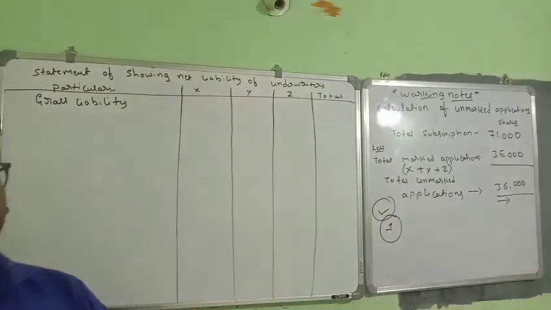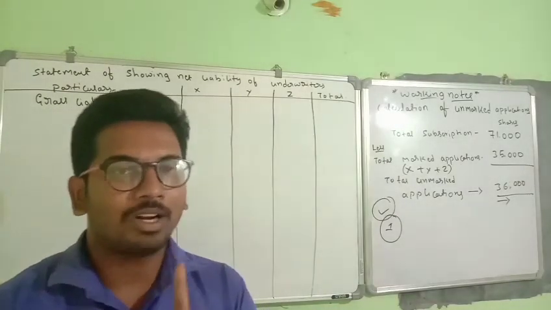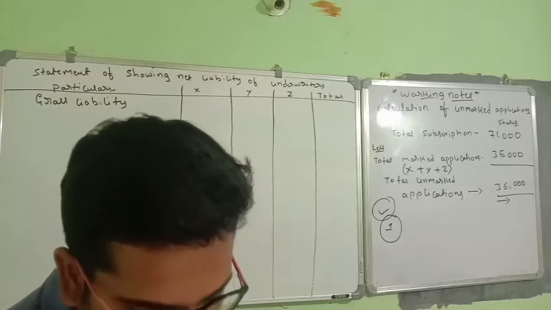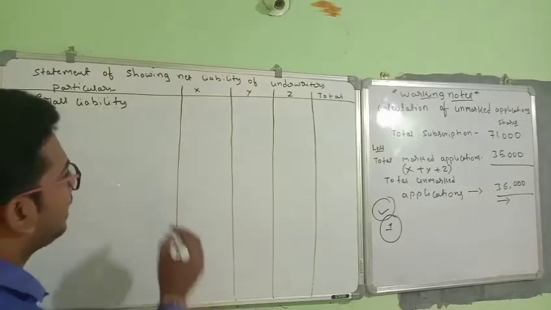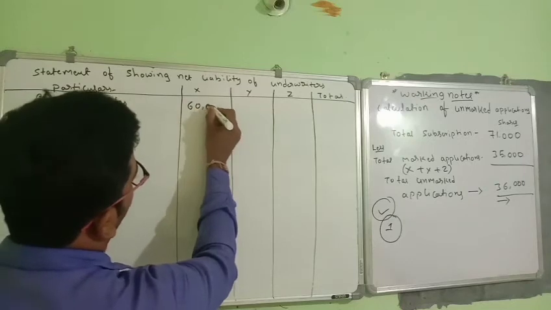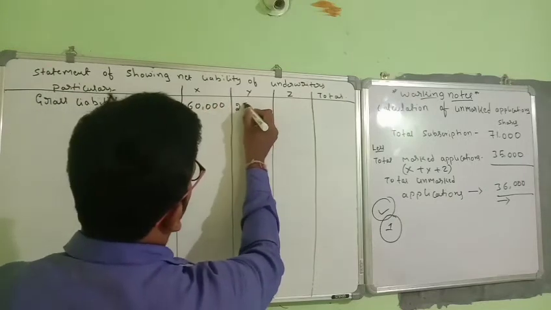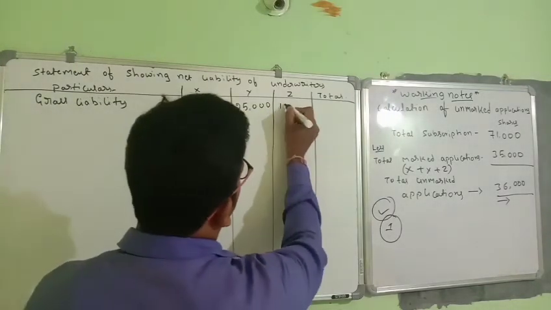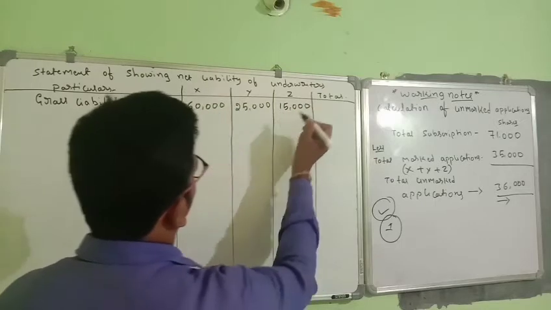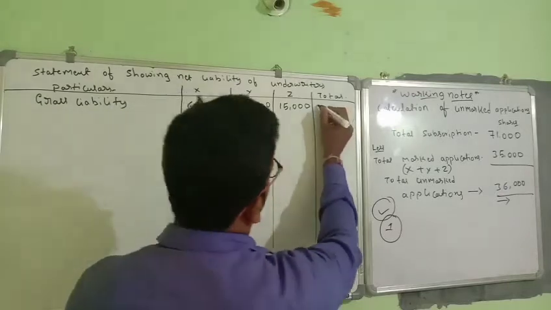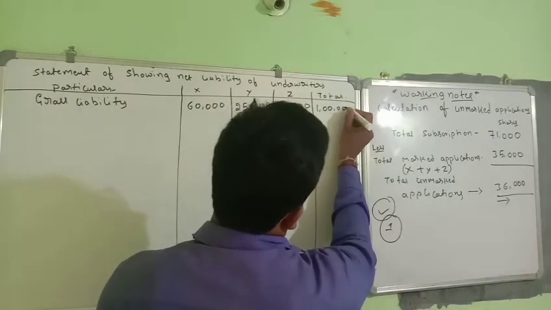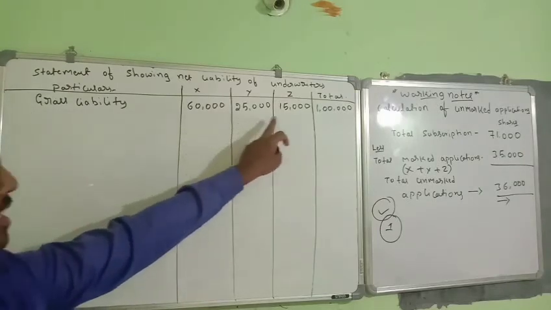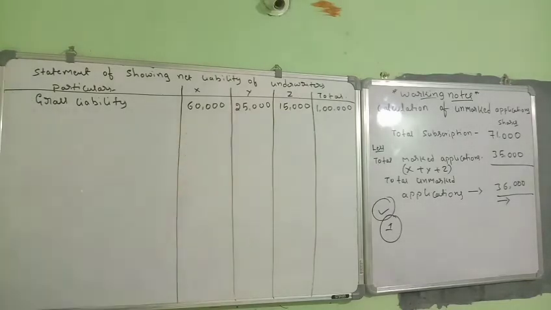First you should take the gross liability. The gross liability of the underwriters: what are the shares allotted to the underwriters? Look at the question. The shares underwritten are as follows: X 60,000, Y 25,000, and Z 15,000 shares. So the total will be 1 lakh. That's the gross liability. Next, less unmarked applications.